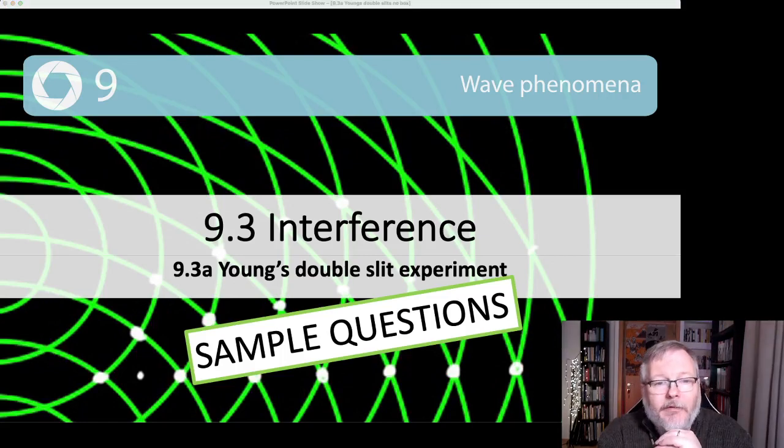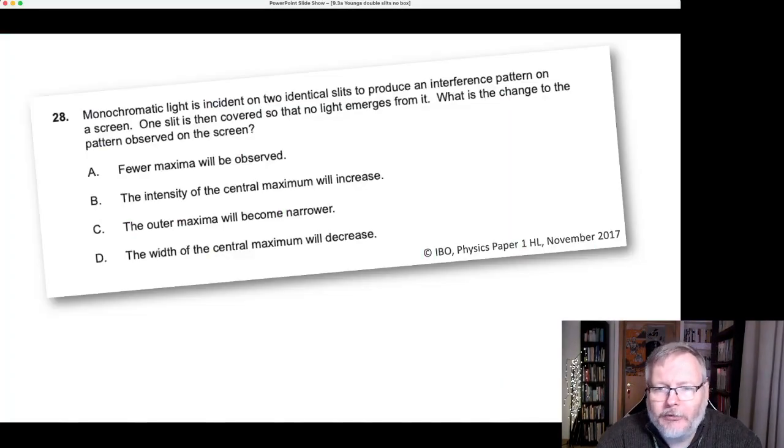Okay, so as previously promised, here's a couple of questions to do with the interference with Young's double slit, single slit, as viewed from a higher level, an additional higher level perspective, a topic 9 perspective. First question is a multiple choice question from the November 2017 paper.